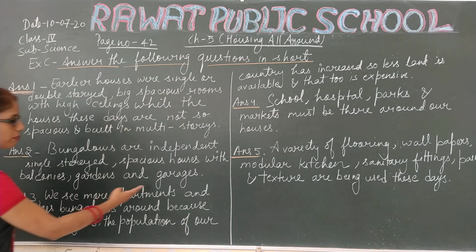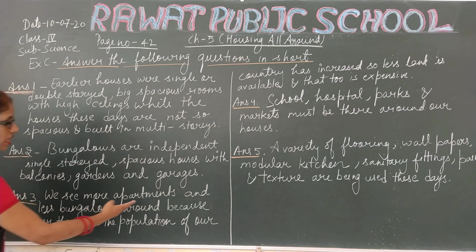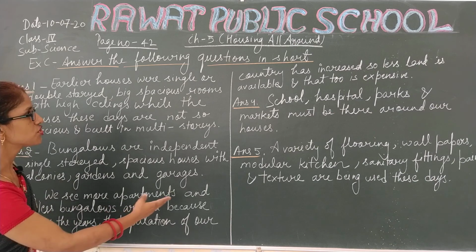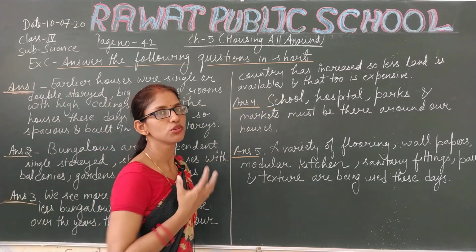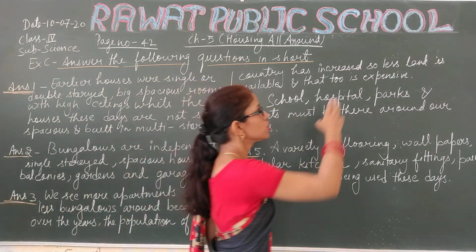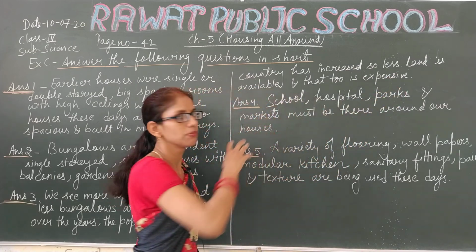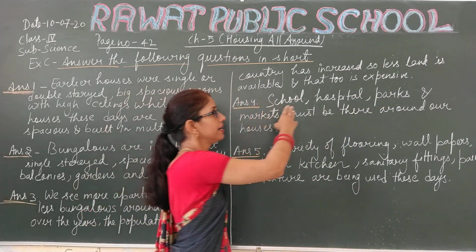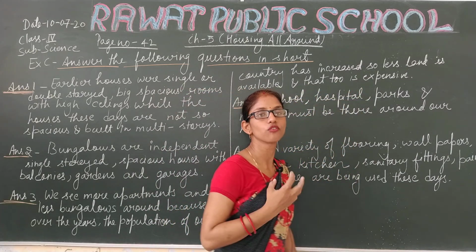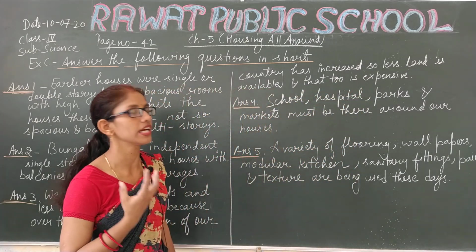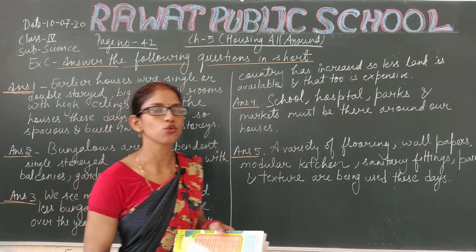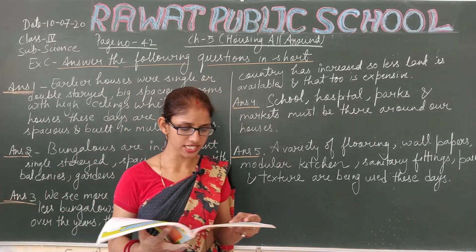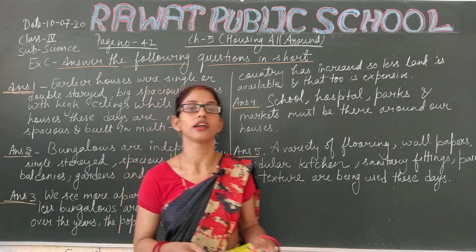We see more apartments and fewer bungalows around because over the years the population of our country has increased. The population has increased a lot, so less land is available, and the land is only that much. So less land is available and that too is expensive, it is costly.